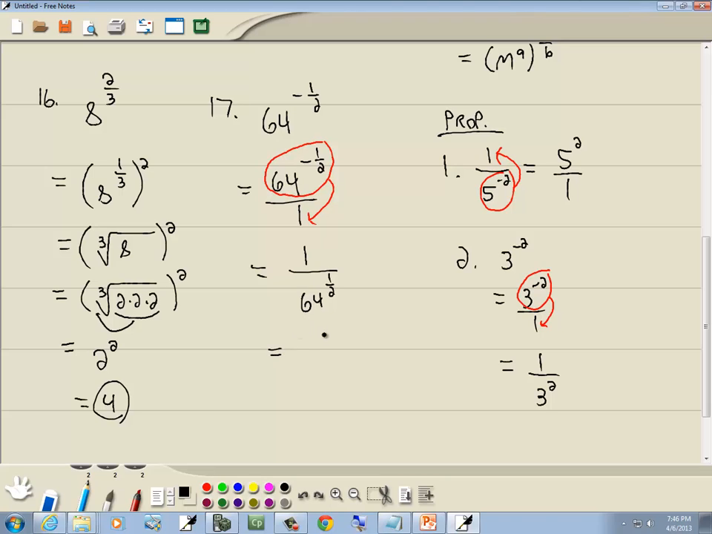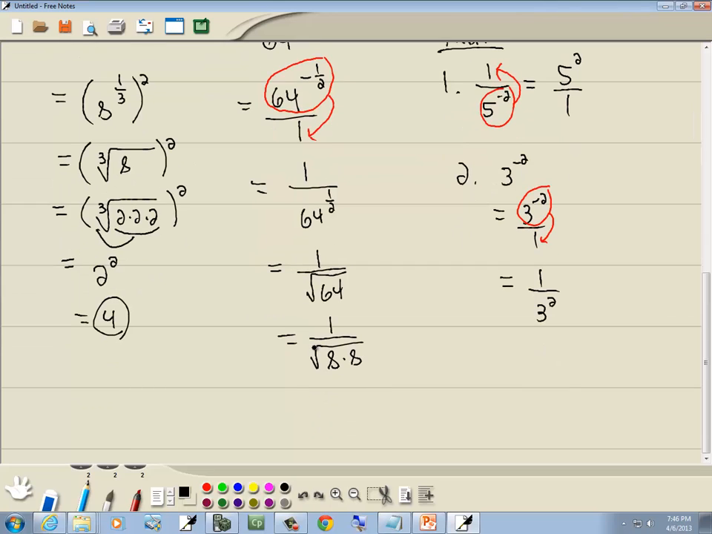Now we want to put that back into radical form. 64 to the 1/2 is the square root of 64. And for a square root, we're looking for a pair of somethings. 64 we can rewrite as 8 times 8. So our index is 2, it's a square root. We got a pair of 8, so a pair of 8 is going to come out in front as a single 8. So our answer is 1/8.